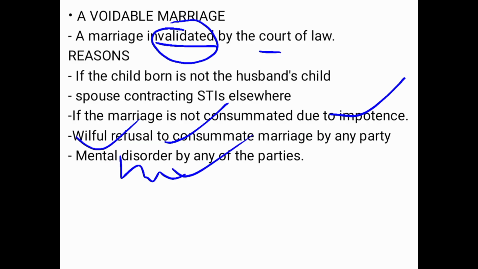Mental disorder by any of the parties. Mental disorder can lead to invalidation of the marriage by the court of law. Those are some of the things that lead to voidable marriage.